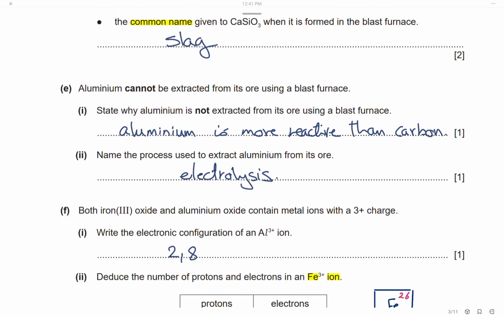Aluminium cannot be extracted from its ore using a blast furnace. State why aluminium is not extracted using a blast furnace. Because aluminium is more reactive than carbon, or we can say aluminium is above carbon in the reactivity series, so aluminium oxide cannot be reduced by carbon. That's why aluminium cannot be extracted in the blast furnace. Name the process used to extract aluminium from its ore. We can extract aluminium by electrolysis.